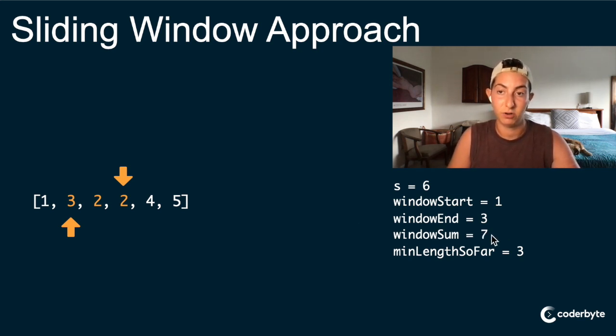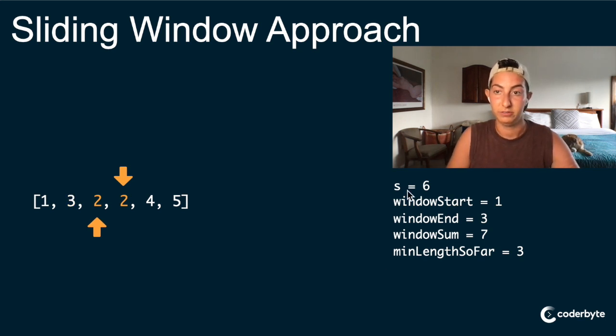And again, we've reached our case of, yes, this is greater than or equal to S. So what do we do? We take the minimum of the minimum length so far and the length of our window currently. In this case, it's exactly the same. So minimum length so far is going to stay the same. And we are going to shrink our window again. We're going to attempt to shrink our window.